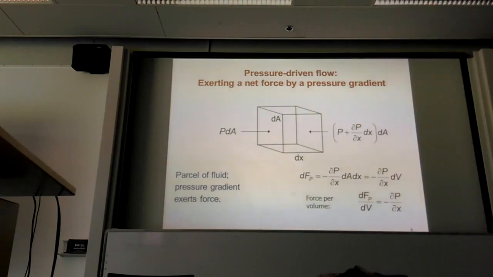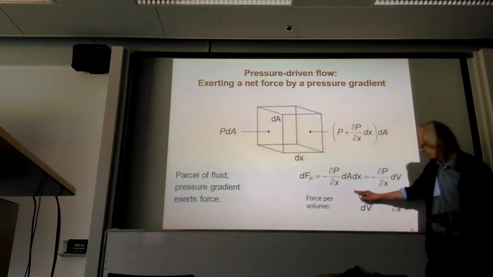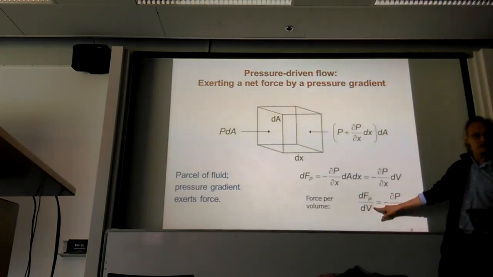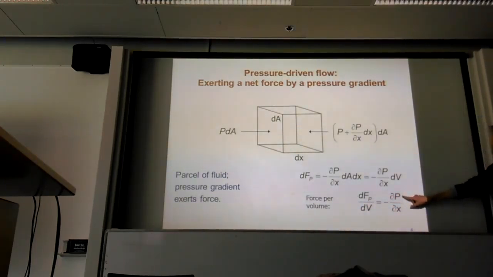So if we divide by the volume, we can see that the force per volume, Newton per cubic meter, is equal to the gradient of the pressure. Now this is Newton per square meter, so it's Newton per square meter per meter, so that makes sense. So we can talk about the force per volume, and we'll see later that other forces you can express easily as a force per volume.